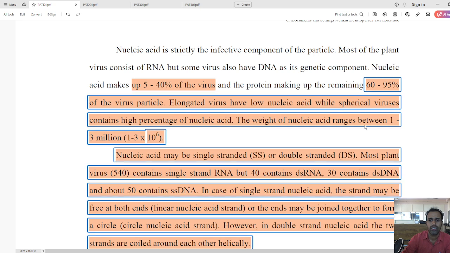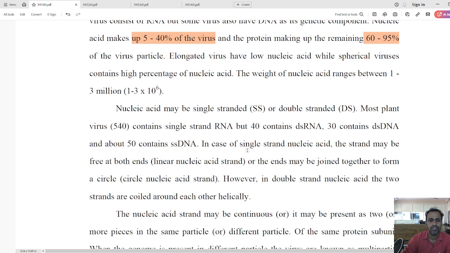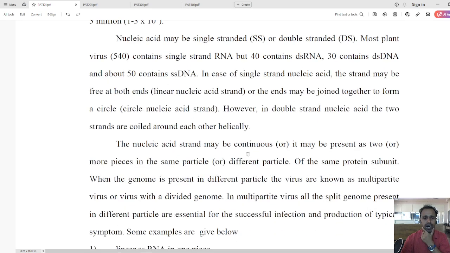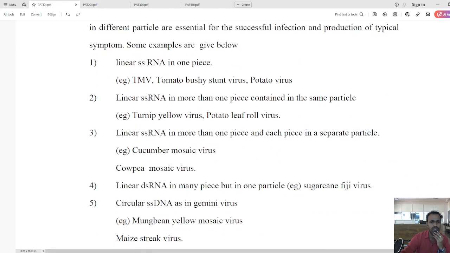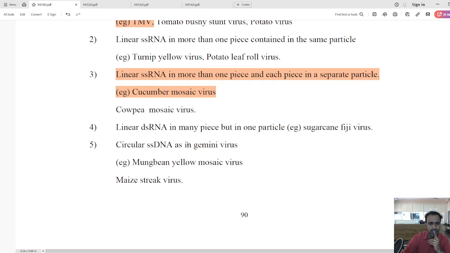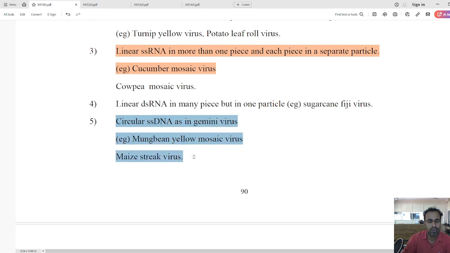Sorry, this classification. Just a minute. Yes, 60 to 90%. I already told it: single stranded, double stranded, minus and plus single stranded ones will be there. At least remember TMV is a single-strand RNA. Important one: Cucumber mosaic, linear single-strand RNA. Cucumber mosaic, pea mosaic and all. Circular single-stranded DNA is in Gemini viruses, Mumbai yellow mosaic virus, maize streak virus, and so on.